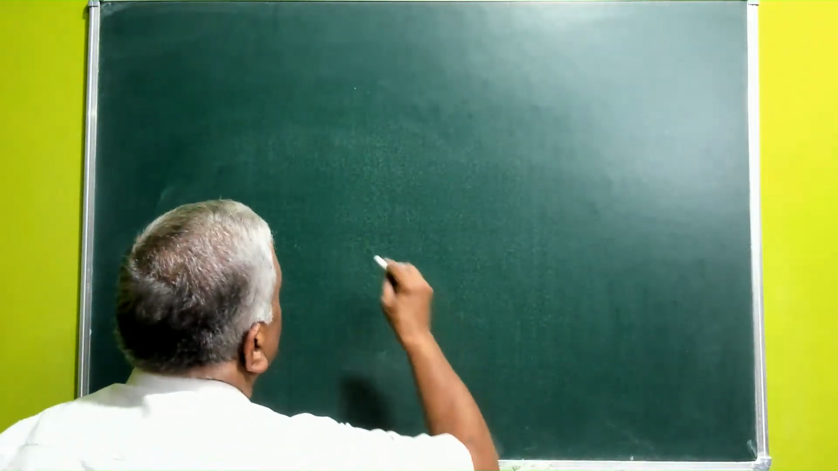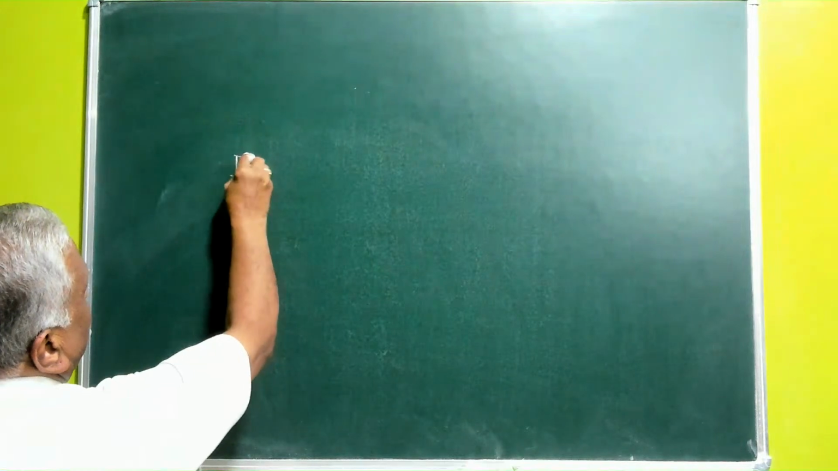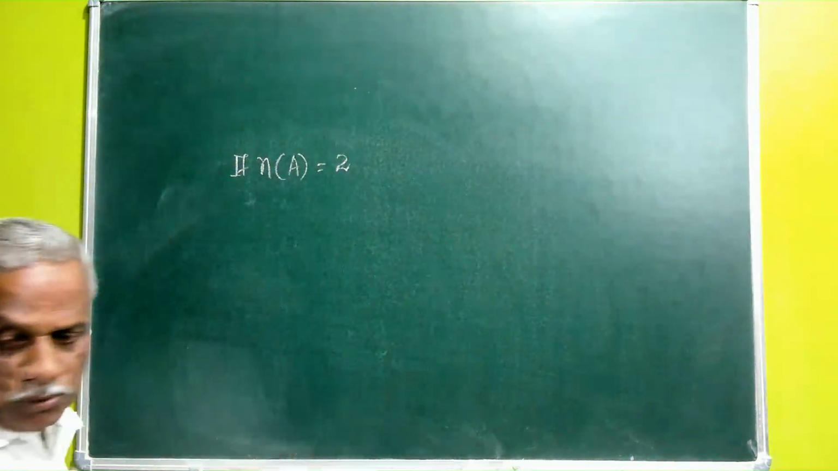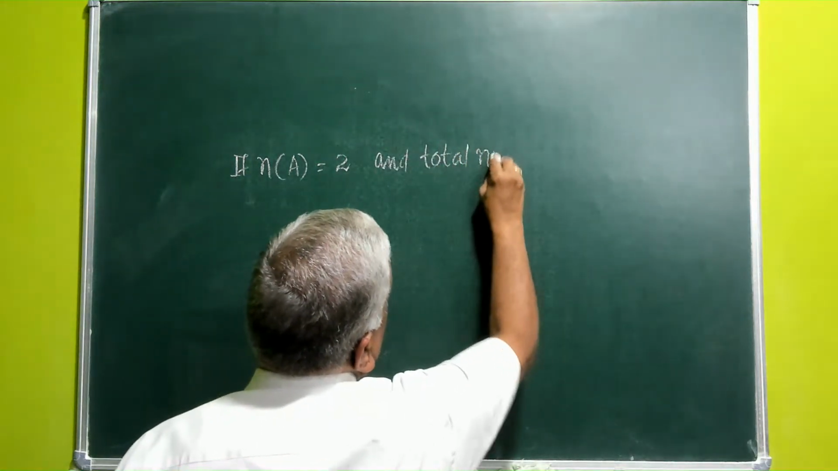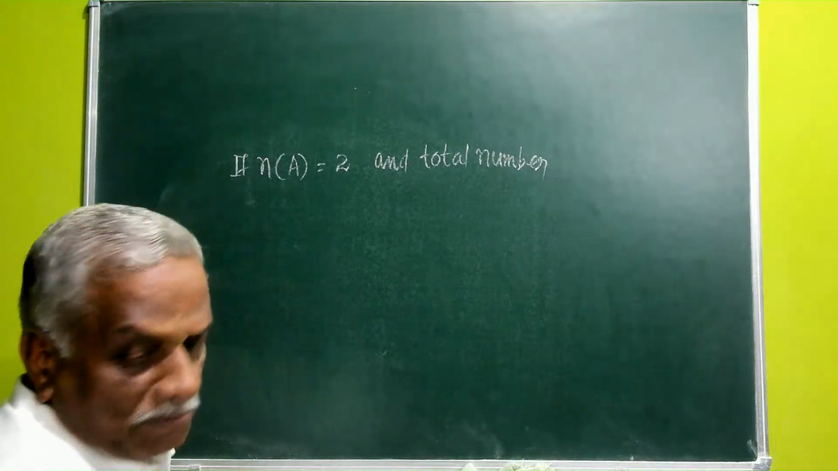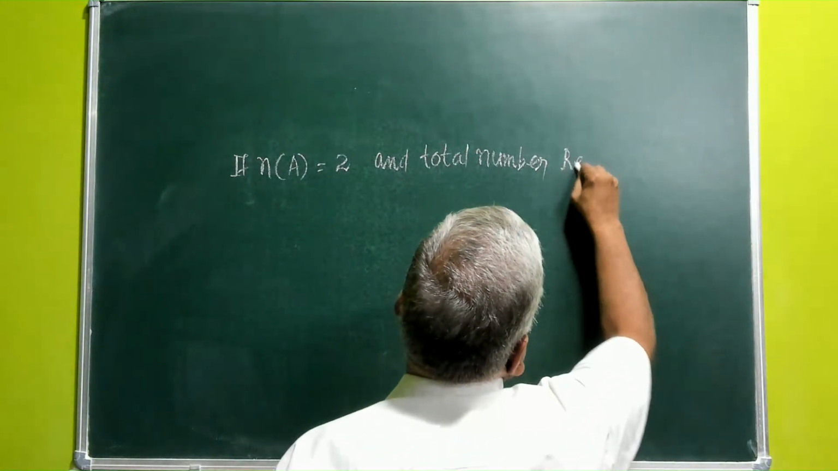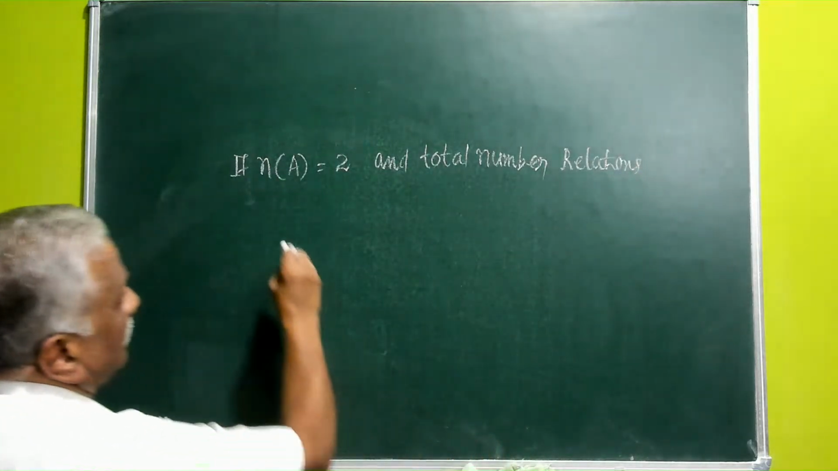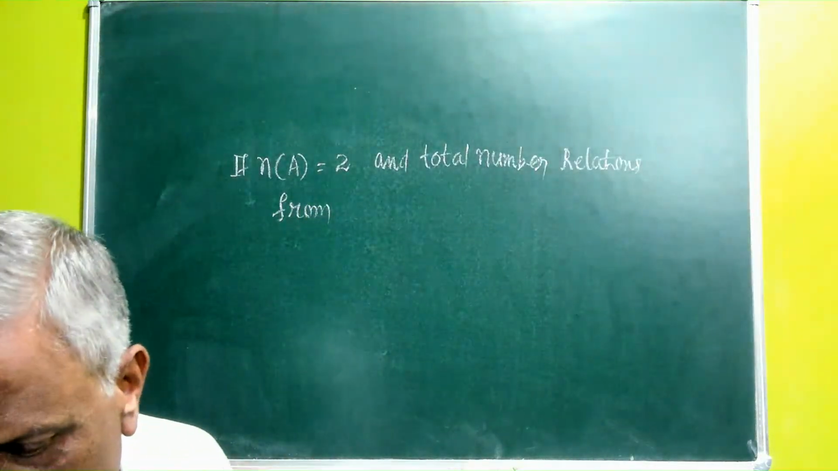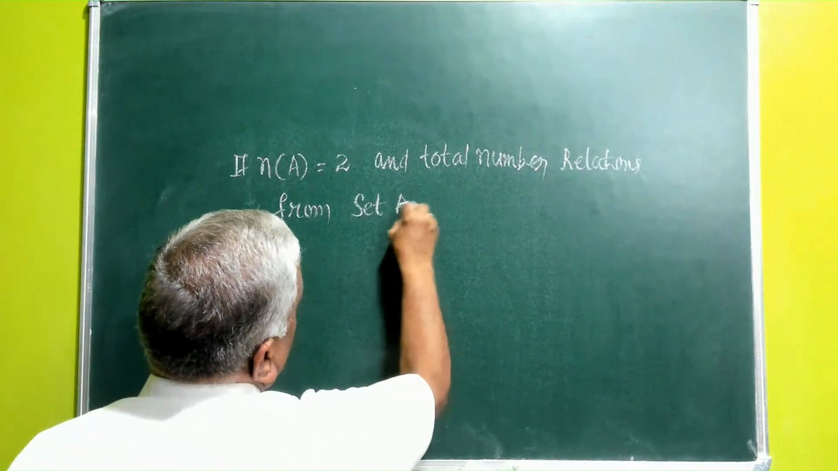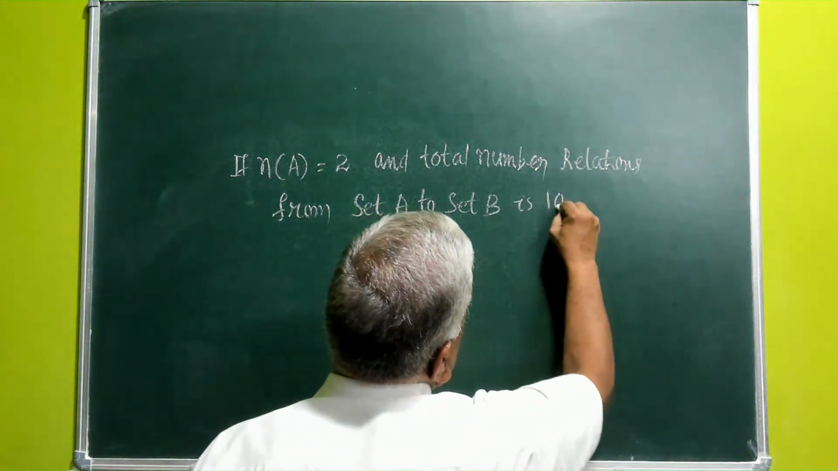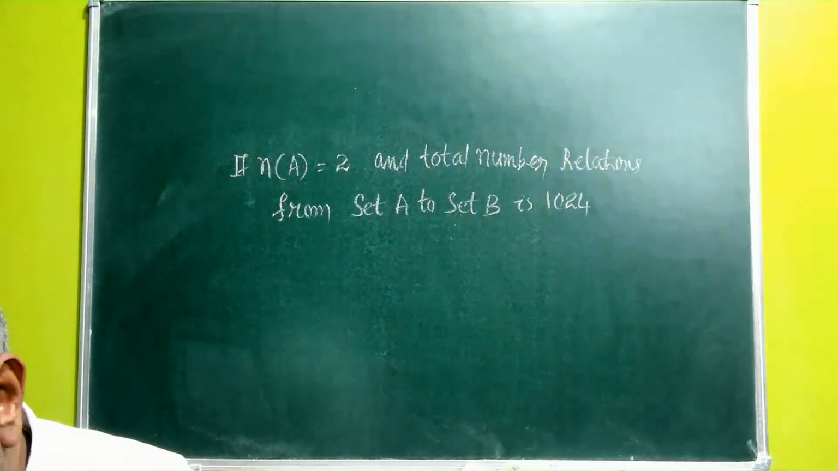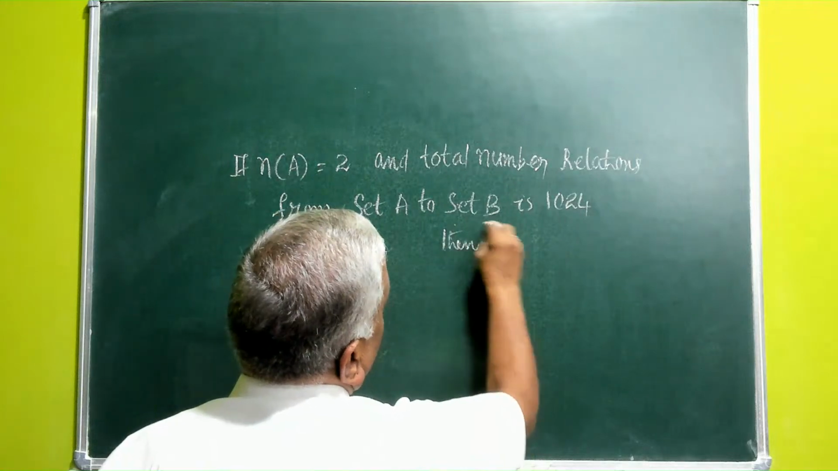Now, the question that was asked here in the examination was, if n of A is equal to 2 and the total number of relations from set A to set B is 1024, then find n of B.